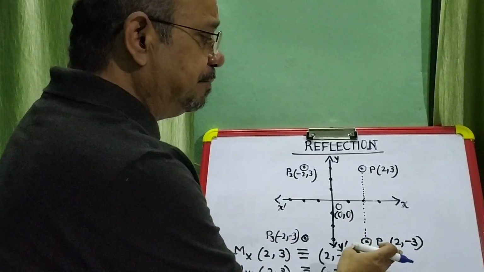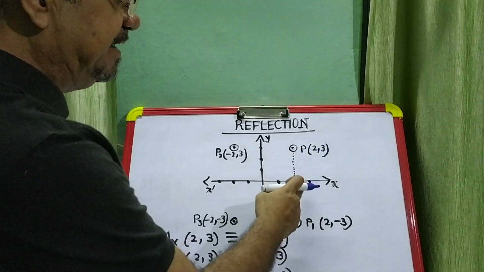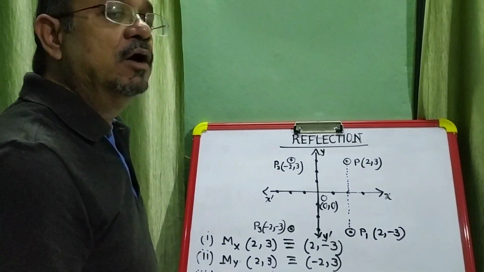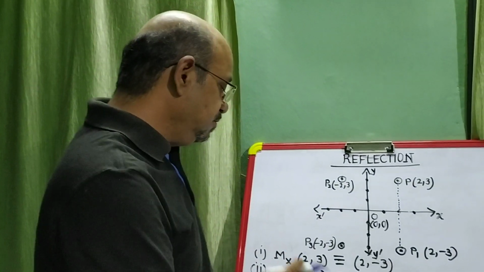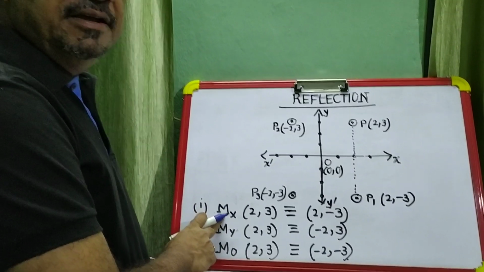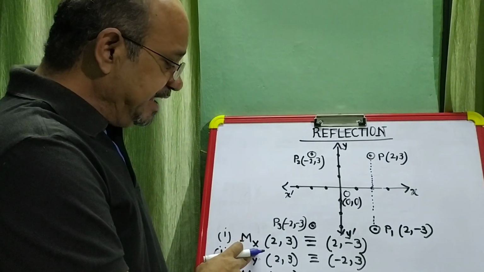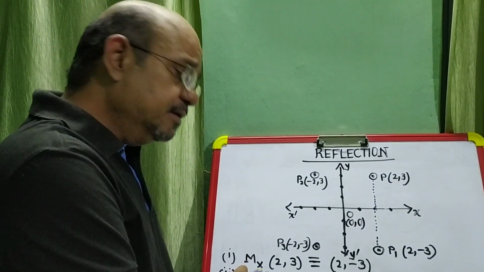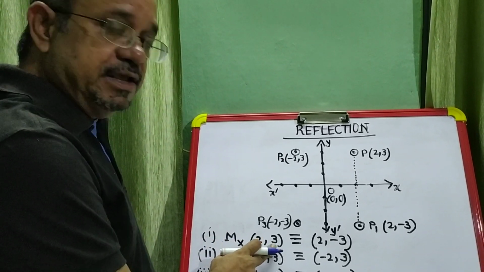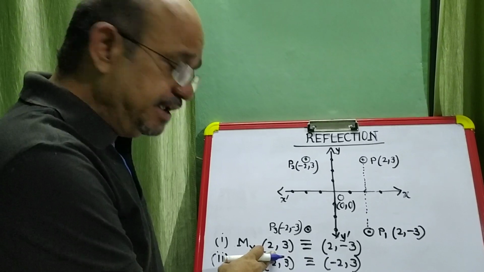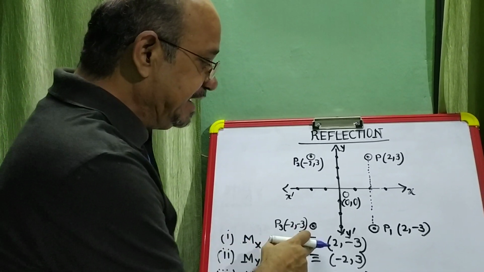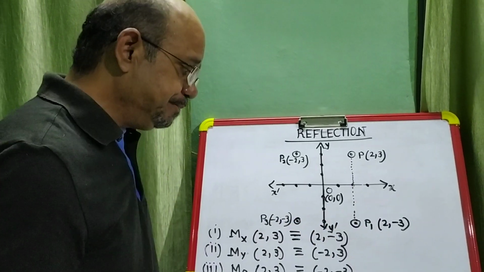Symbolically, we can directly write that the point P is reflected about the x-axis as P1 whose coordinate is (2, -3), or we can use a symbol also. The letter capital M represents reflection. The suffix x represents the line of reflection. So when I write Mx(2, 3), it means the point (2, 3) is reflected about the line x-axis and gets reflected as (2, -3).